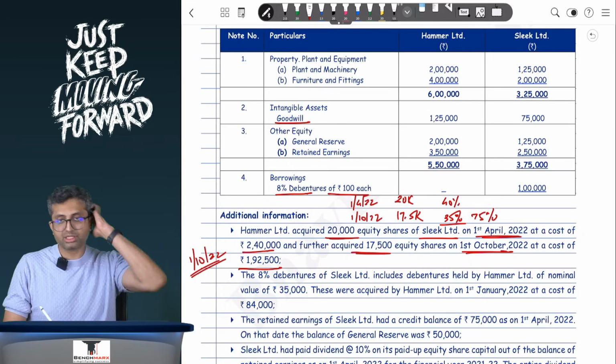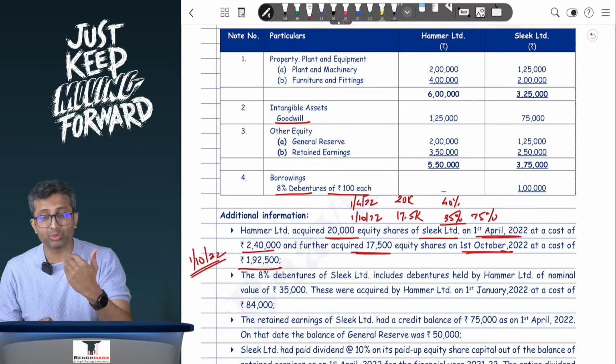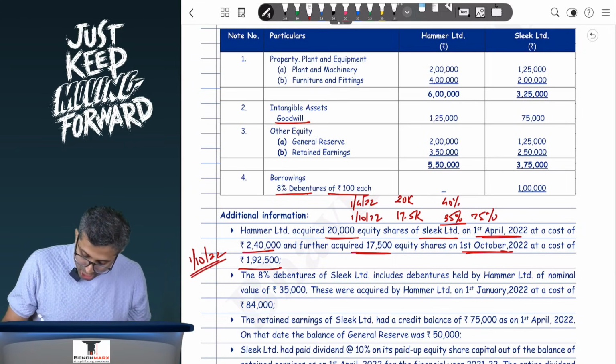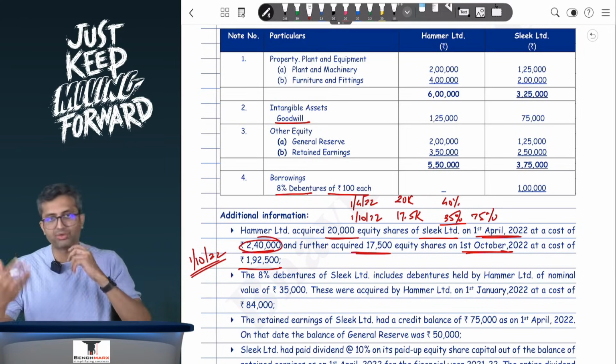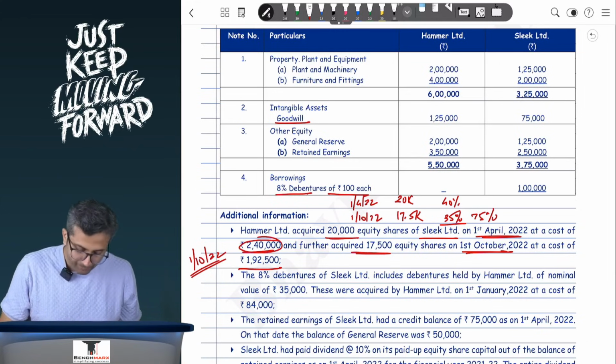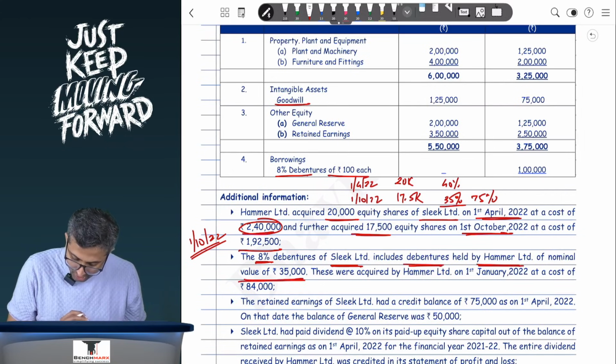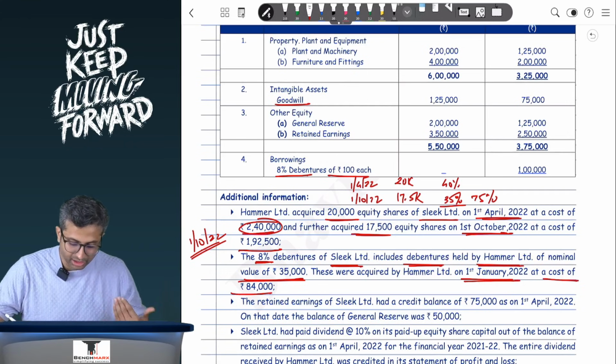But this is an additional stake acquired which gives us control, and hence your existing investment of 2,40,000 will have to be remeasured to fair value. We'll have to figure out how to remeasure it. Then we have 8% debentures of Sleek, which include debentures held by Hammer of nominal value 35,000. Those were acquired by Hammer on 1st January 2022 at a cost of 84,000, which means this is intercompany, and you will have to eliminate it.